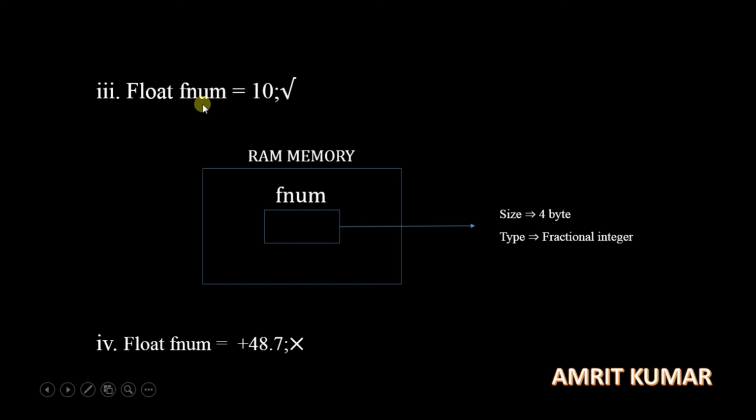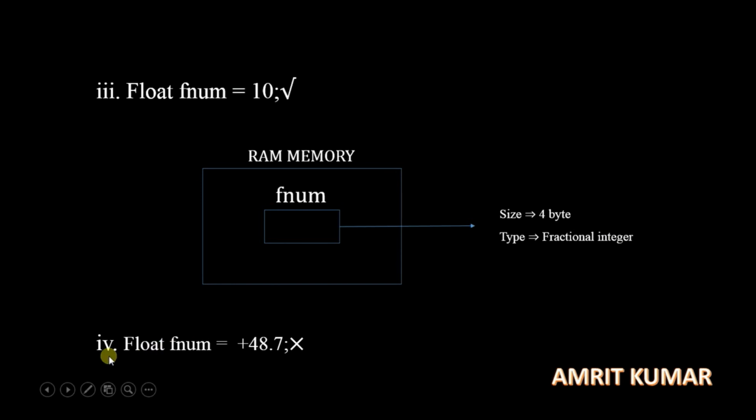Again I am using the variable name fnum, whose data type is float. So it is going to allocate into the RAM memory a size of 4 byte, and it is storing the value which is 10. So its range is from 0 to 9. Okay, therefore we can say this is also right. So what happens when we write this in the C language? fnum is going to allocate some memory in the RAM whose size is 4 byte and type is fractional number, that is float value.